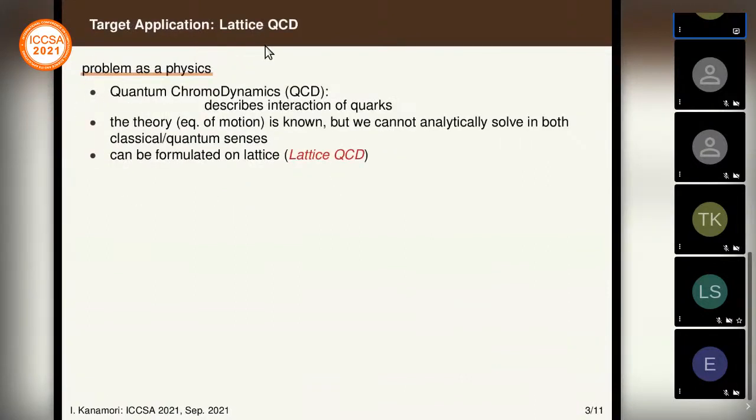Okay, so the target application is Lattice QCD. QCD is quantum chromodynamics. That is a physics application which describes interaction between quarks. Quarks are elementary particles which make protons and neutrons. I would say the formulation of this QCD is well established. But solving this system is another story. We cannot solve it analytically. So then we need some numerical method.